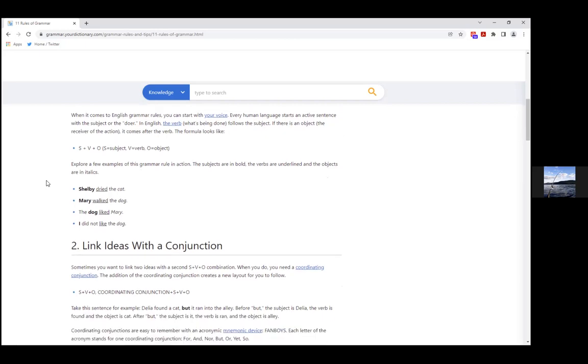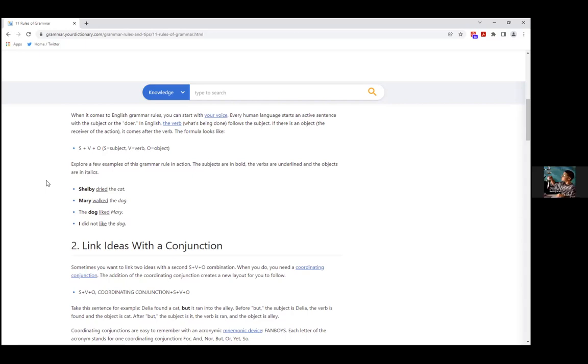So the subject of the conversation, you're going to start with, generally, is the one who's doing something. So in this case, the first one, Shelby, is the person who is the subject. Mary, the next one, is a subject. The dog is a subject. And I, referring to yourself, and even a third party could be the subject. So the United States, you can start your sentence with that. But you don't want to have the subject at the back of the conversation. You want it to be at the forefront. Then you have your action. Shelby dried the cat. And obviously the cat is the object in the conversation.